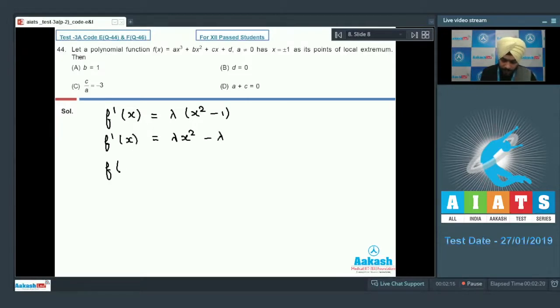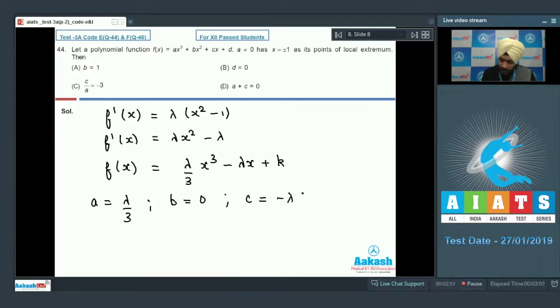So what is fx? By integrating this particular thing, we have lambda by 3x cube minus lambda x plus constant of integration, let us say k, because c is already there. Fx is ax cube plus bx square plus cx plus d. So from here I can say that a is equal to lambda by 3, b is equals to 0, c is equals to minus lambda, and d is equal to the constant of integration. Now students, we can see that c is equal to minus 3a. Yes. And b equal to 0, d equal to k. So c equal to minus 3, that means c by a equals minus 3. C is the correct answer.